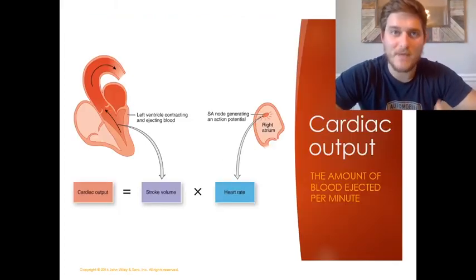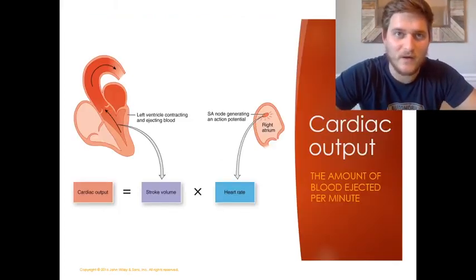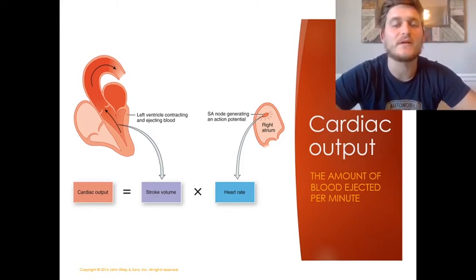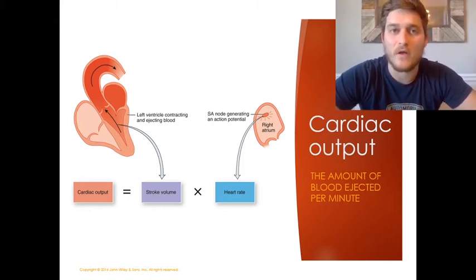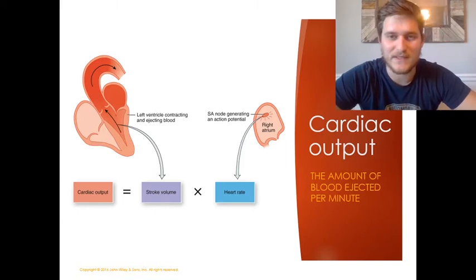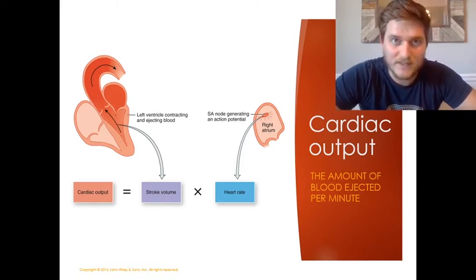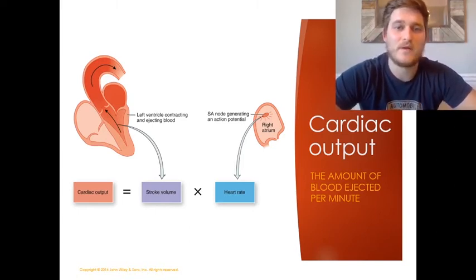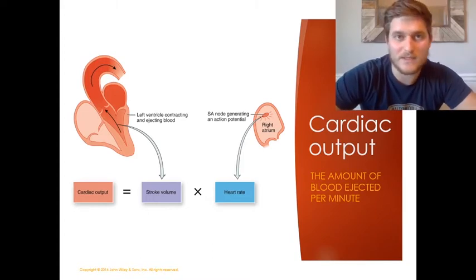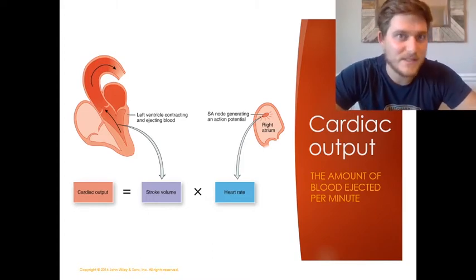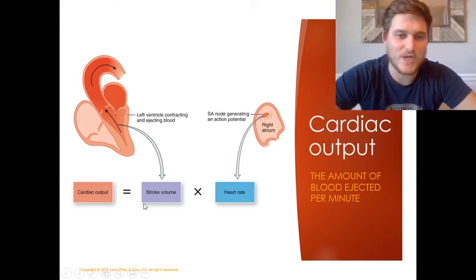We are able to measure the work of the heart, the efficiency of the heart, by a variable called cardiac output. And that's going to be the amount of blood that the heart ejects per minute. And so if you wanted to calculate how much blood is ejected per minute, well, you would want to know how much is being ejected per beat, and that is referred to as stroke volume.